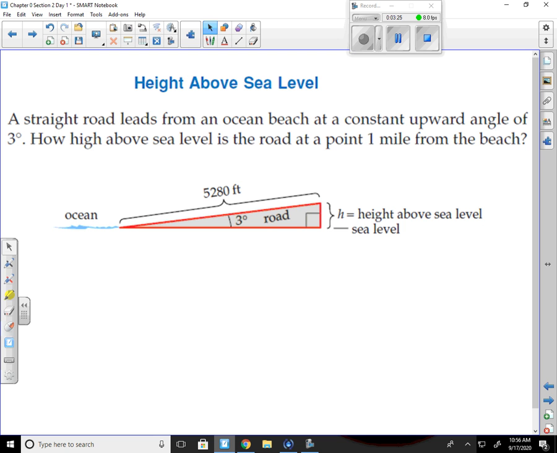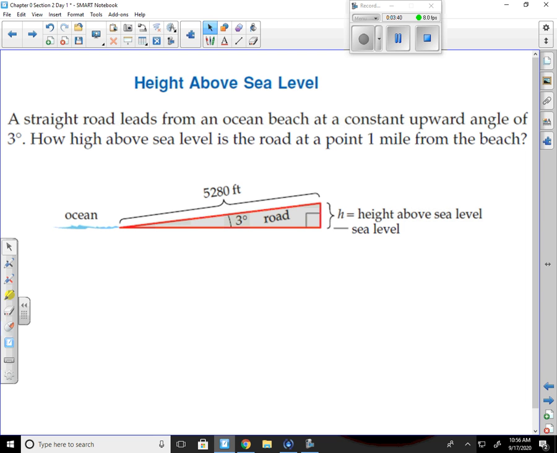Let's try some word problems now. Height above sea level. A straight road leads from an ocean beach at a constant upward angle of 3 degrees. How high above sea level is the road at a point 1 mile from the beach?